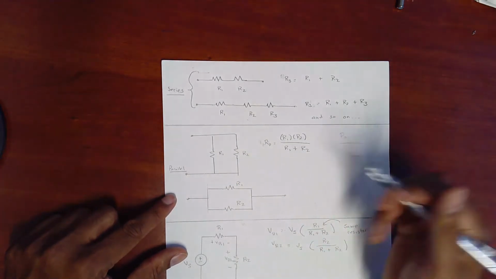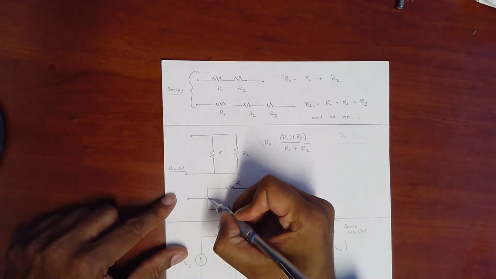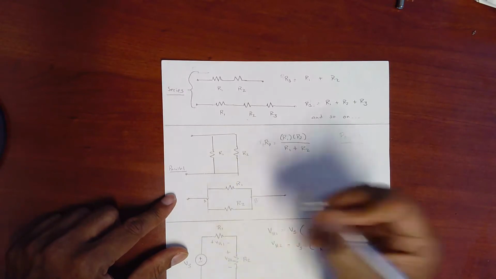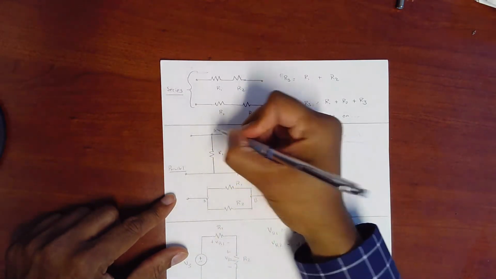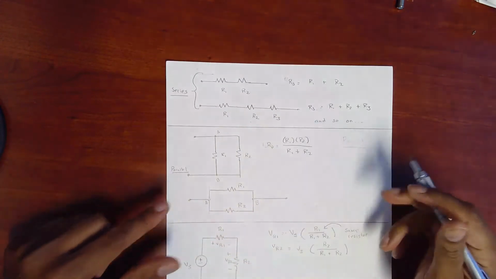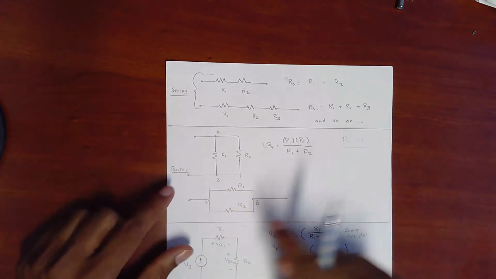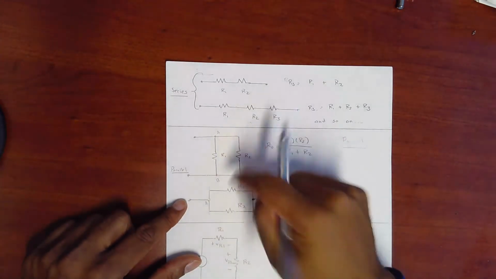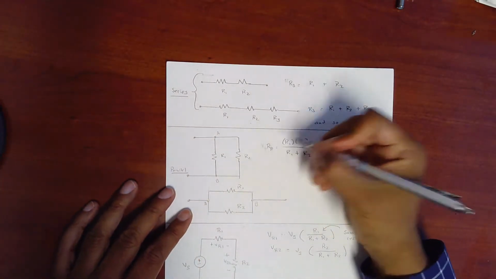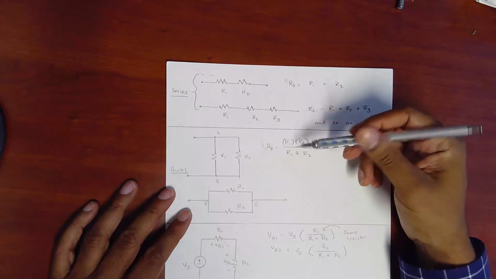How do I know these two are the same? Because they share the same nodes, A, B, just like that. We're just randomly labeling the nodes. So A and B, they share the same node. The current splits off A, okay? And our equation for that is R1 times R2 over R1 plus R2.